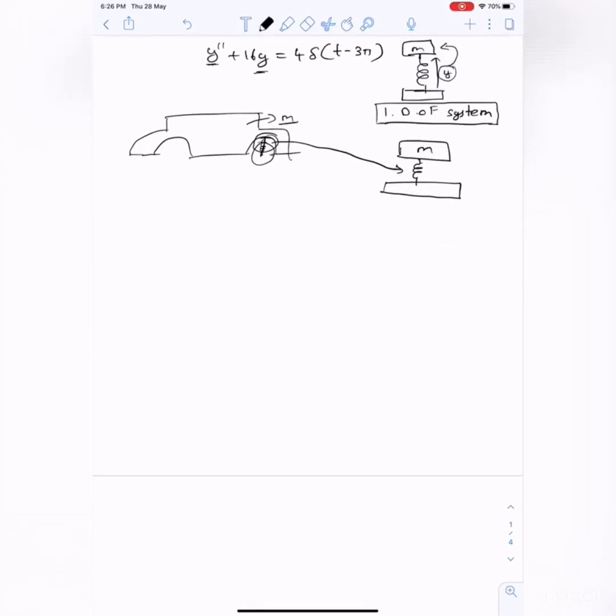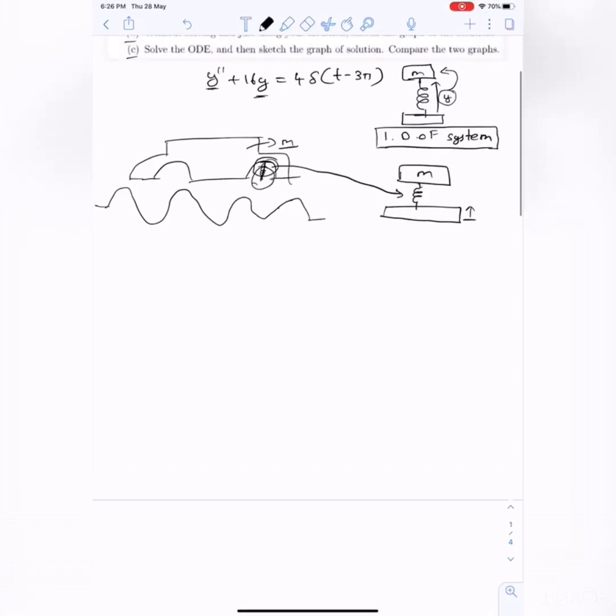So how do you make it much more realistic? How do you actually simulate the car going through a bump, or say a sinusoidally varying base? What we'll do is model this ODE as if this base is actually moving up and down, excited up and down sinusoidally in this case.